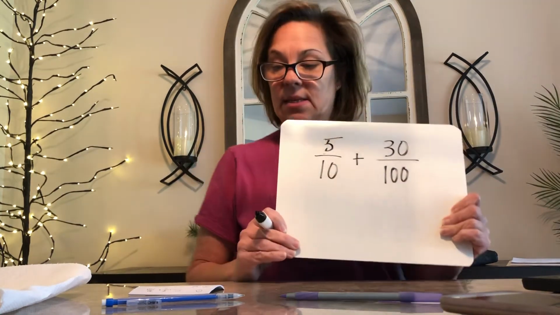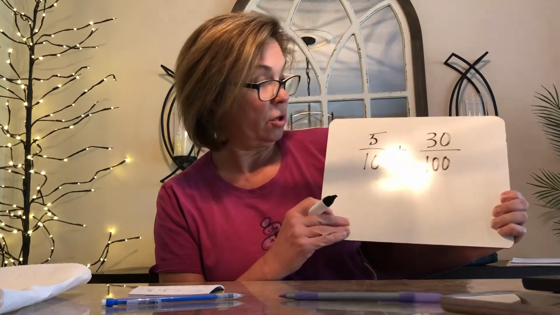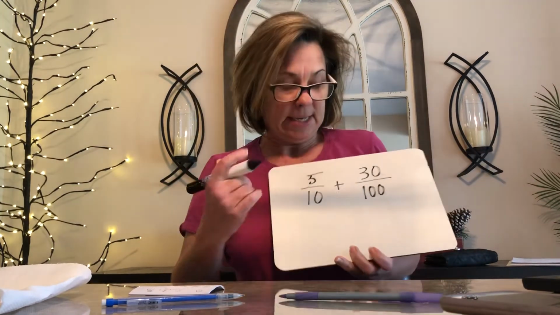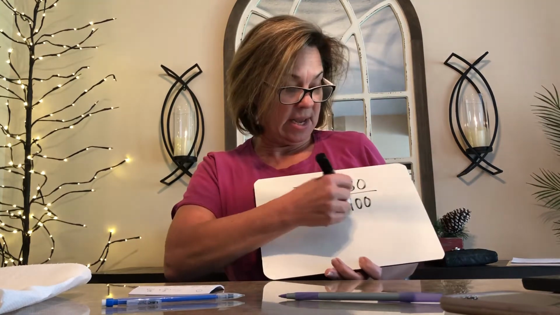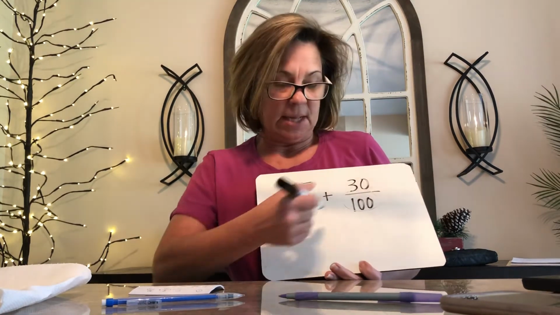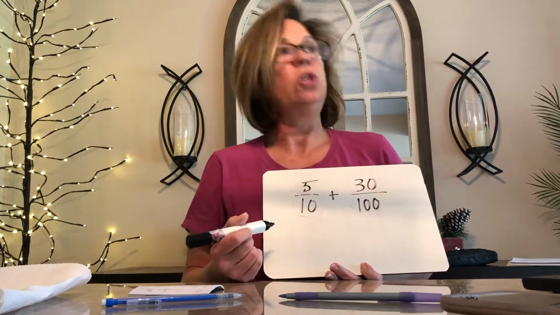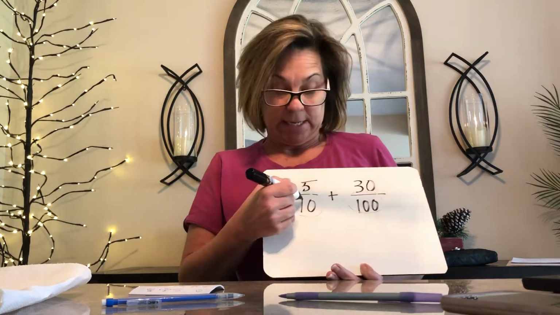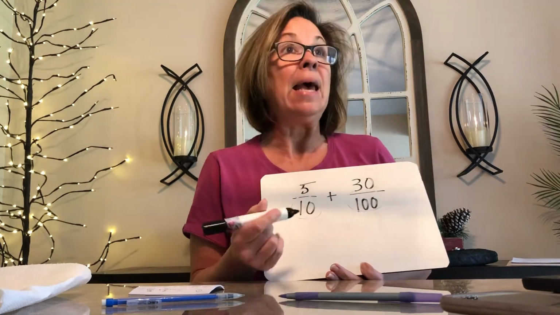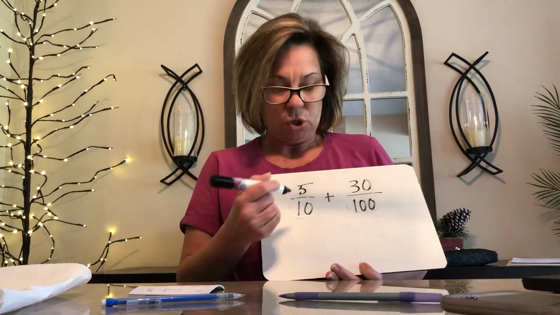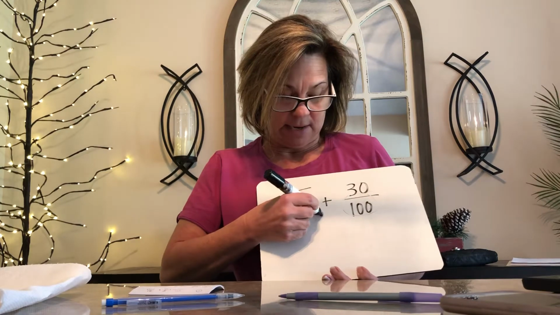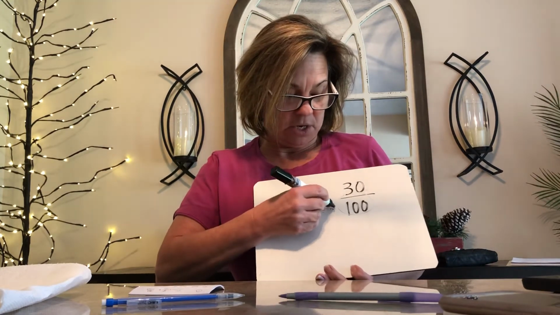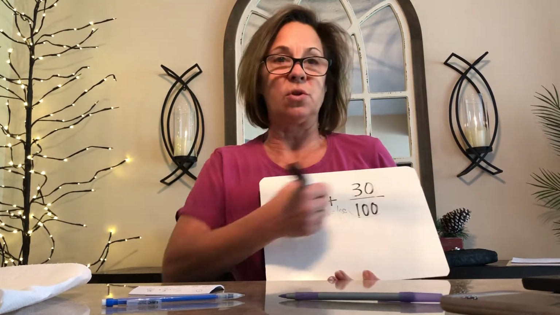five tenths plus 30 hundredths, the idea here is to make sure that your denominators are the same, and they're always going to be tenths and hundredths. So what you need to do is know that 10 times 10 gives you 100. So what we have to do with this tenth is multiply it by 10 so that it equals 100, so that our bottoms are the same.